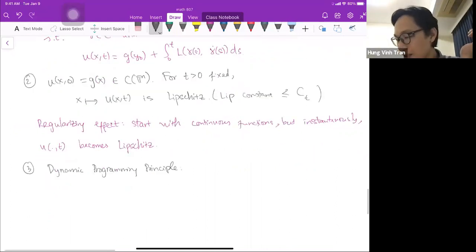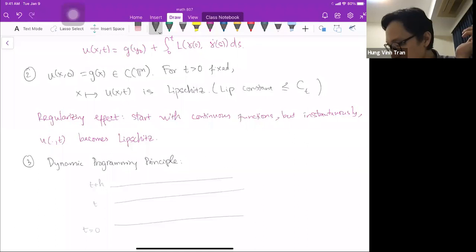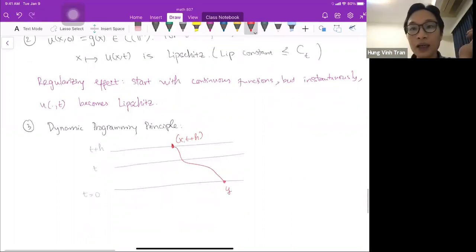Okay, so it goes like this. I can just draw a picture and tell you. If I go from, this is time 0, this is time t, this is time t plus h. Let's say I start at a point here, x at time t plus h, and I want to go back in time, going to a point y here.